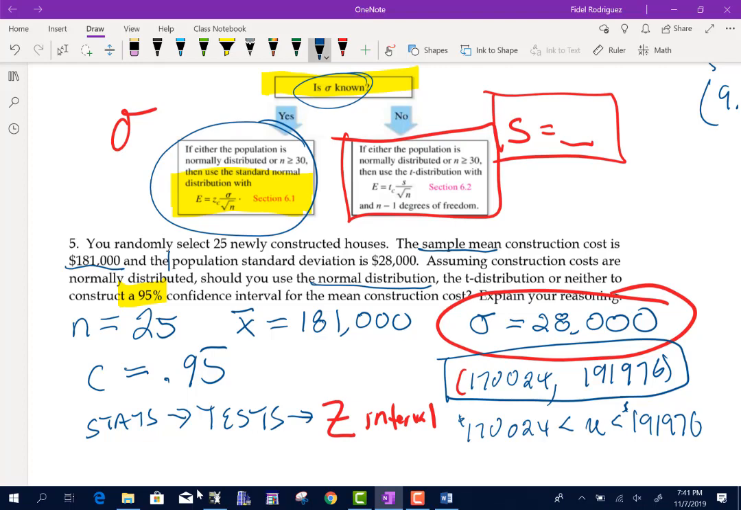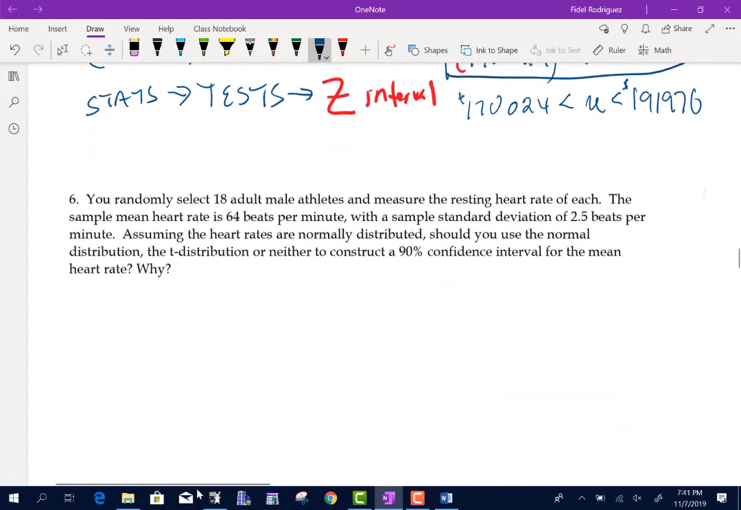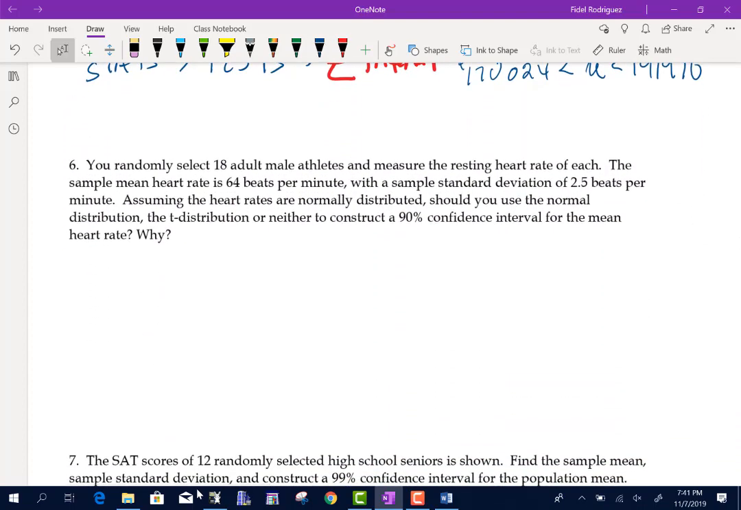So guys, do me a favor. Let's take a look at the next problem, number 6, okay? And we're going to try to do exactly the same kind of thing, right? So look, I'm going to start reading, and I'm going to set this up just like we did in number 5. We randomly select 18 male athletes. Okay, so what is that first number telling me? That's our n, right? Good. So n is equal to the number 18, okay? And we measure the resting heart rate of each, okay? The sample mean heart rate is 64 beats a minute.